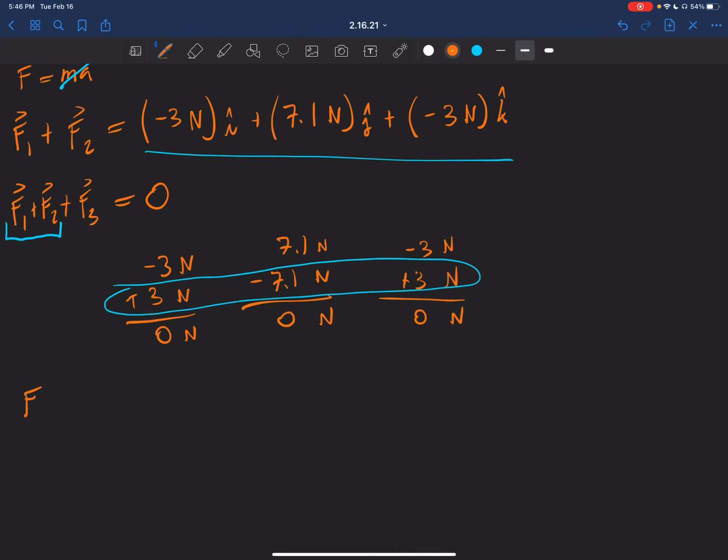So that makes F3 equal to 3 newtons in the i direction plus minus 7.1 newtons there, plus 3 newtons in the k-hat direction. And that's all there is to it. So hope that's helpful. And there you go.